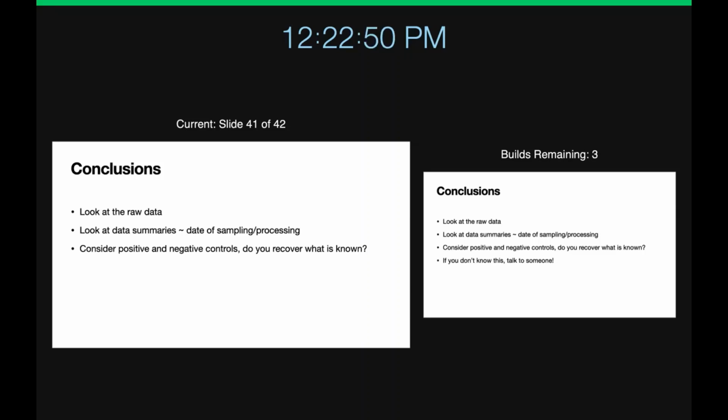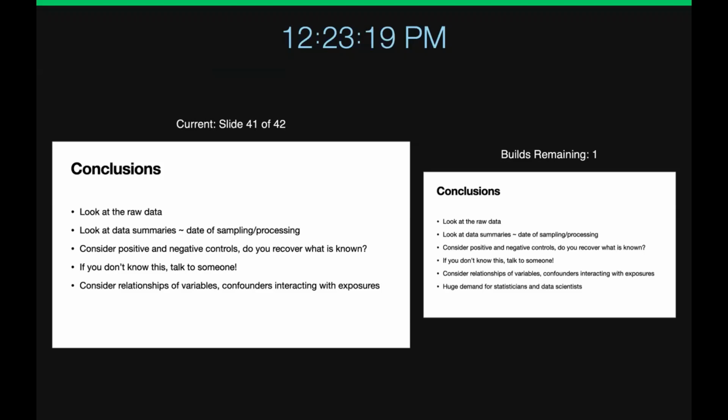Ask for positive and negative controls or pseudo controls. What do you expect to see? What should not show a difference? What should show a difference? And are you recovering what's known, or do you have to go back and reprocess the data because you're not seeing what you expect? If you don't know what those are, talk to the collaborator and figure them out. There should be something that they expect to see. And those, I think, are important for these large scale studies.